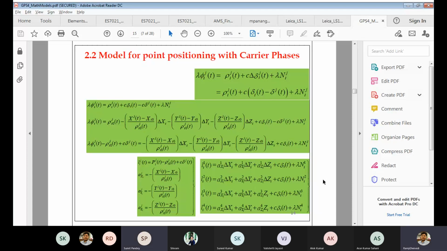Sir, in the third box where AXI, AYJ, and AZJ is written, in that first line, LIJT is equal to PIJT is written. Very nice observation. It is wrong. It is lambda phi ijt. Okay, sir. Very nice observation. Good.